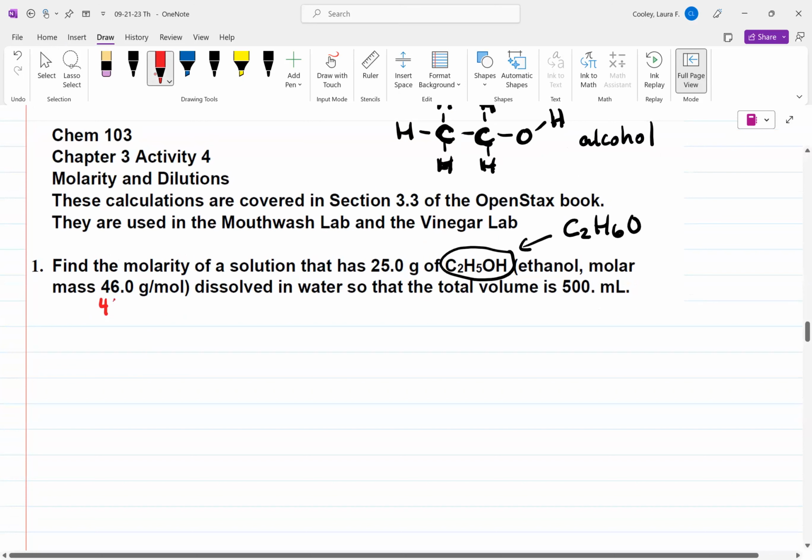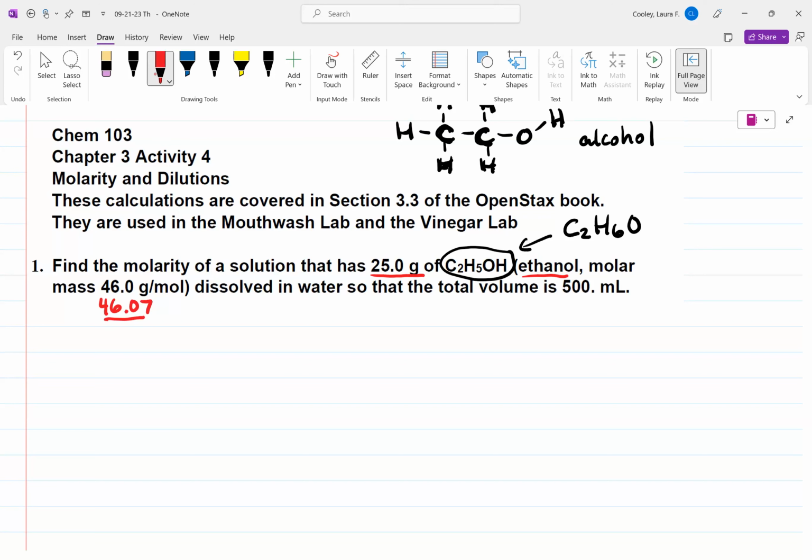The molar mass I gave here is a little off, so I'm going to use a more precise molar mass. Now I'd like you to do this: find the molarity of a solution that has 25 grams of ethanol with this molar mass and a total volume of 500 milliliters. There's one thing you have to do in this problem I didn't show you before. Remember, molarity is moles over liters, and this is given in milliliters, so you're going to have to convert that to liters before you divide the moles by the liters.